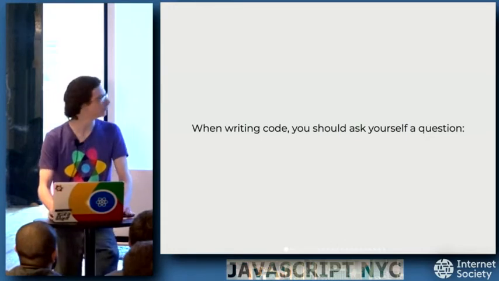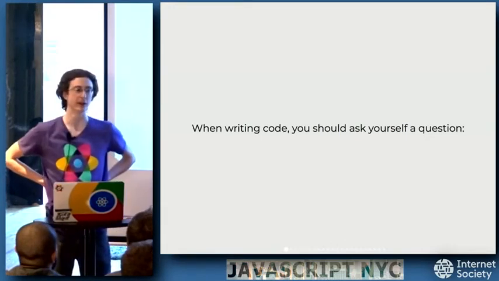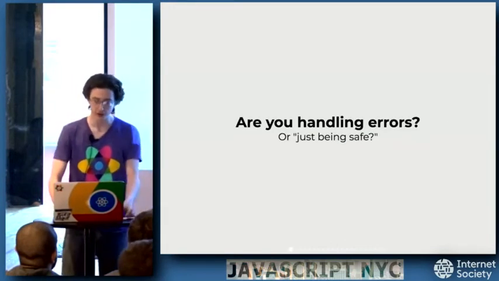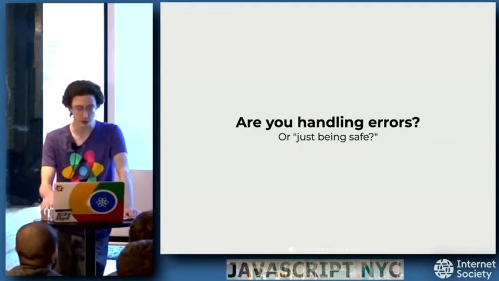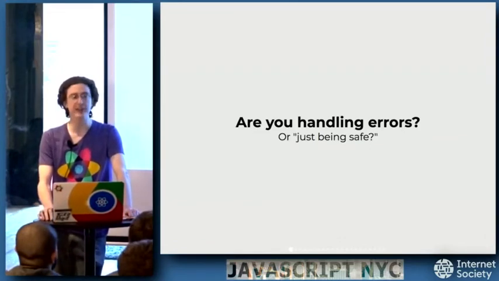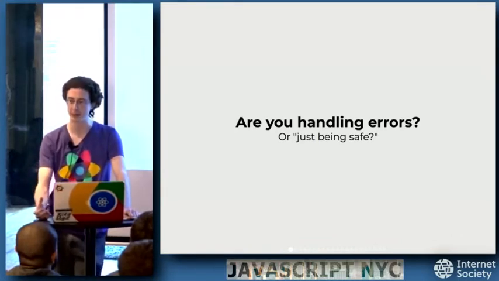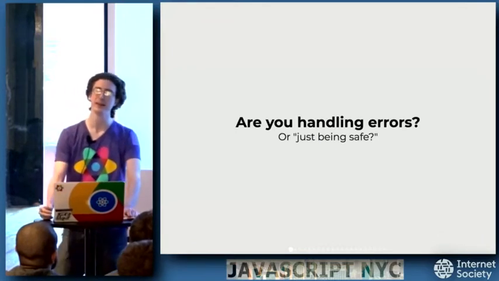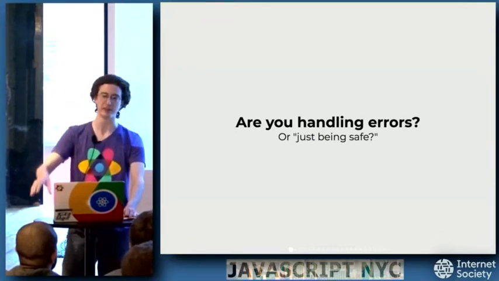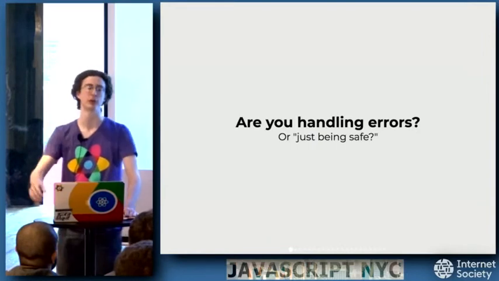So when you're writing code, you should be asking yourself a question. Are you handling errors, or are you just being safe? The difference really being a level of deliberation and intent. Have you planned for the error cases? Have you thought through what errors might happen? Or are you just saying, I'm just going to suppress this? Like, this threw an exception, so I'm going to make sure it doesn't throw another exception again.